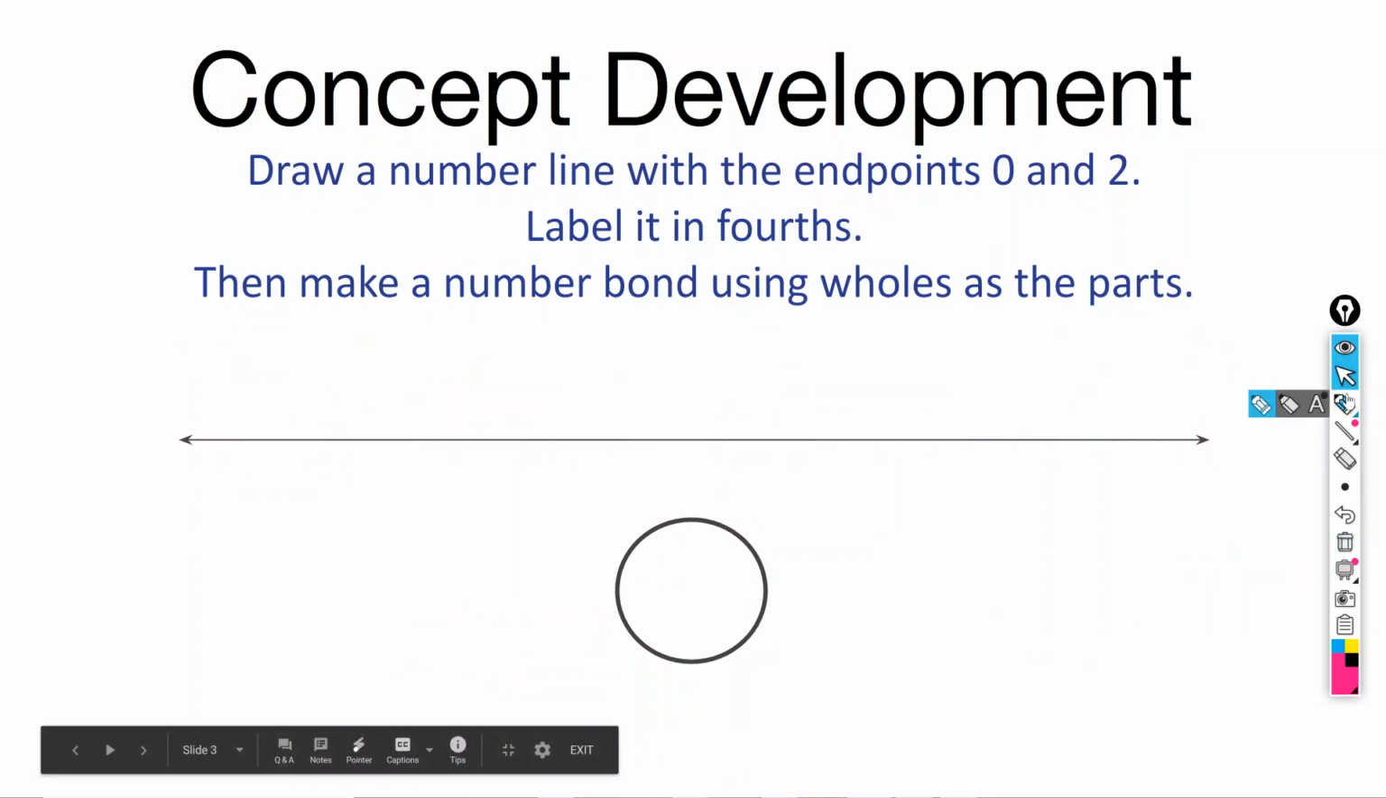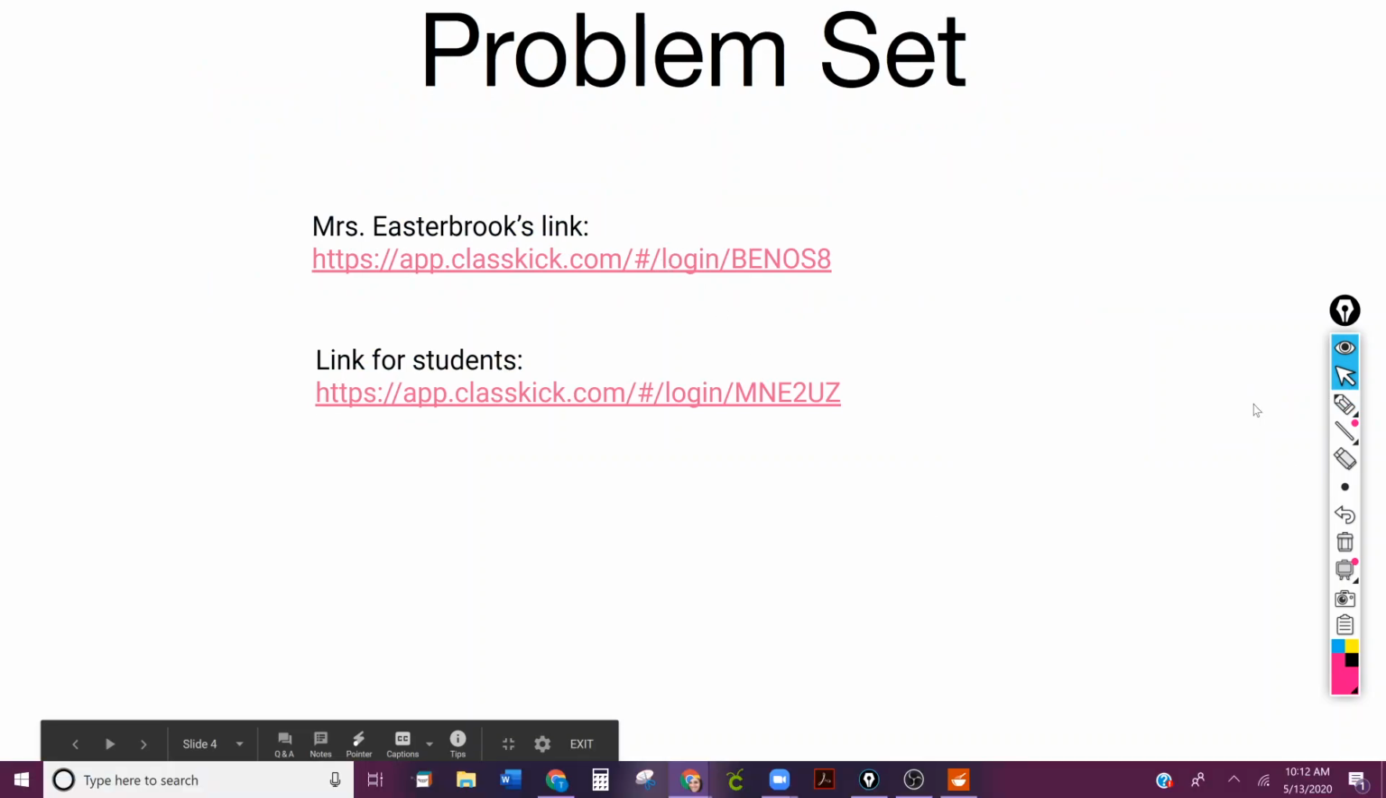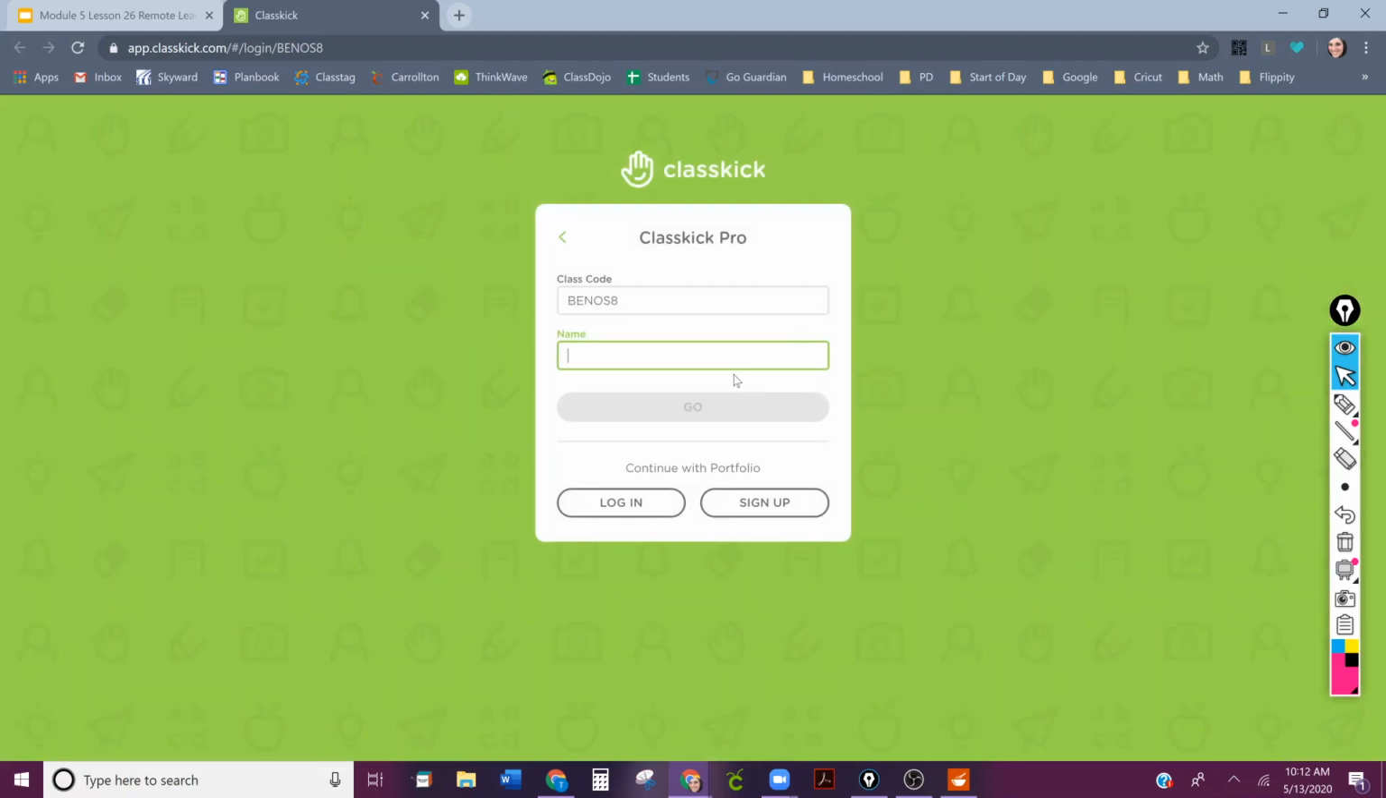That brings us to our Classkick. Remember, on Classkick, please make sure you are typing your first and last name. So I would type Mrs. E, or my first and last name, or just my first name, my last initial.